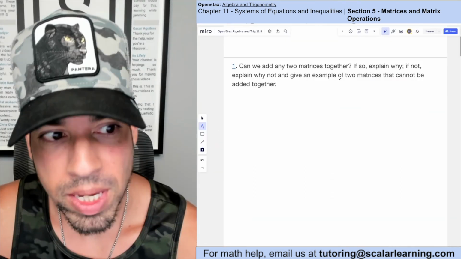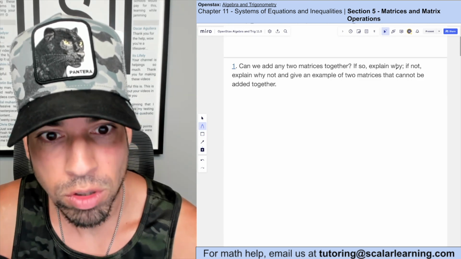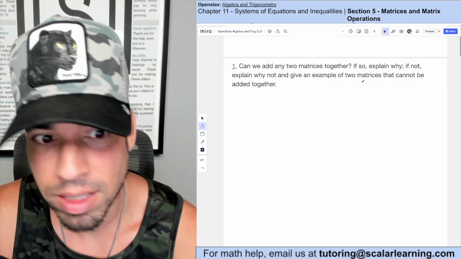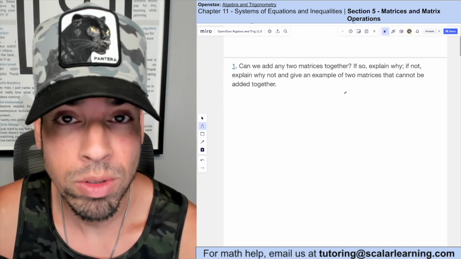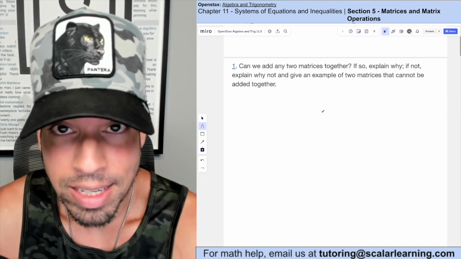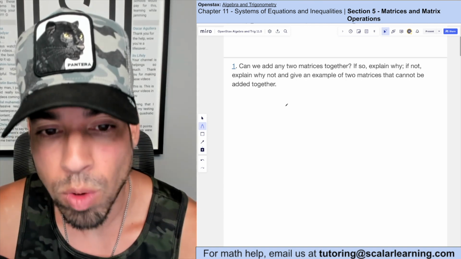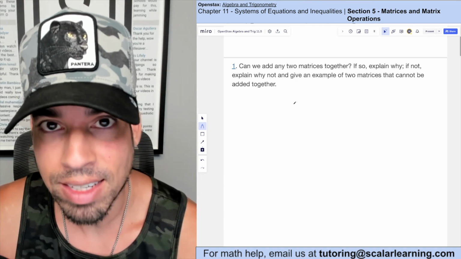Let's do it. Can we add any two matrices together? If so, explain why. If not, explain why not, and give examples of two matrices that cannot be added together. So the short answer is no, we cannot always add any two matrices together. And what it depends on is whether or not they have the exact same dimensions.